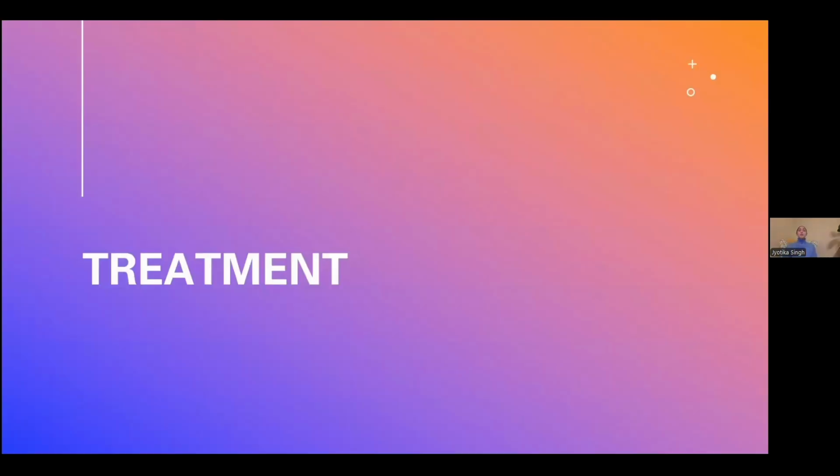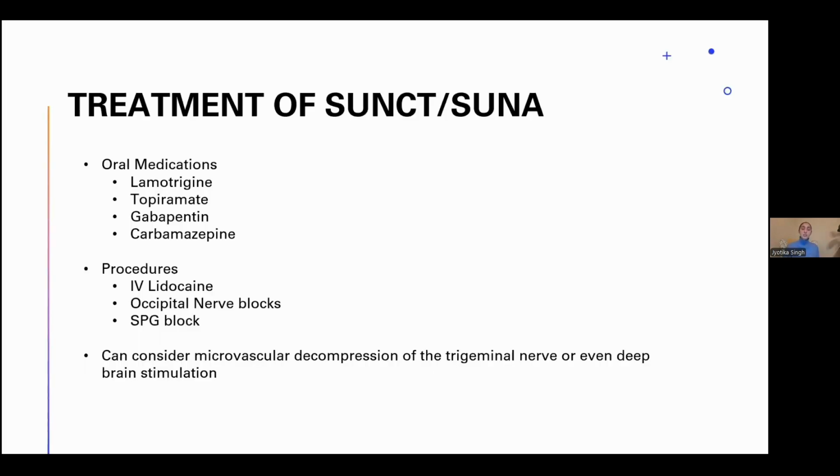So the treatment of these disorders is different than some of the other more common headache disorders. The treatment of SUNCT and SUNA, there are some oral medications like lamotrigine, topiramate, gabapentin can be used, carbamazepine can be used. There's some procedures also like IV lidocaine infusions, occipital nerve blocks, SPG blocks. And if none of these treatments are helpful, surgery can even be recommended.